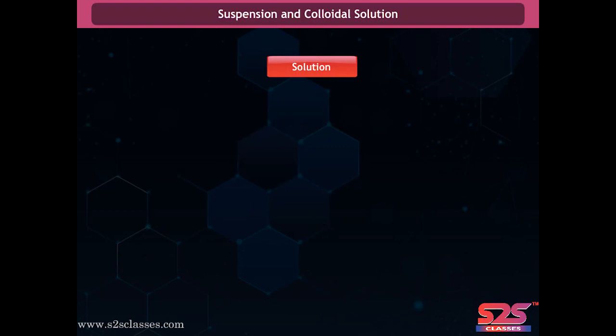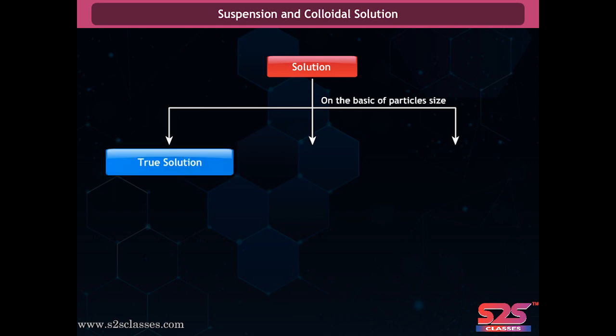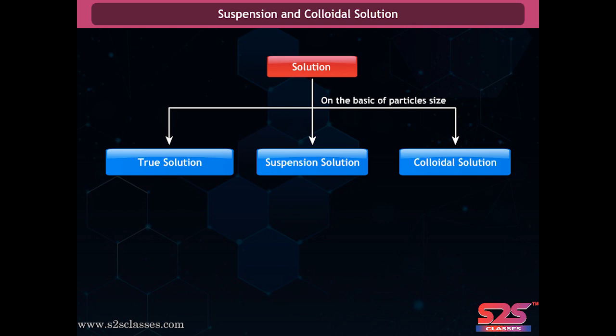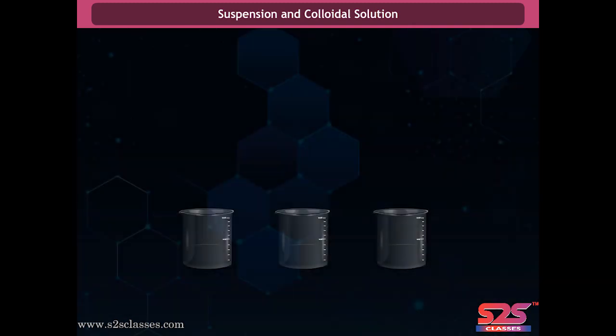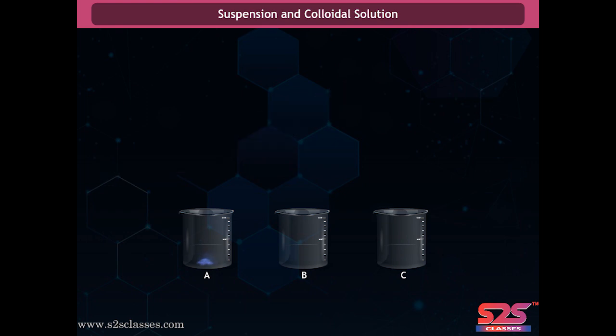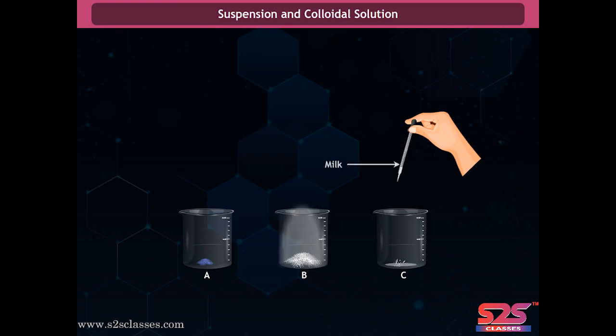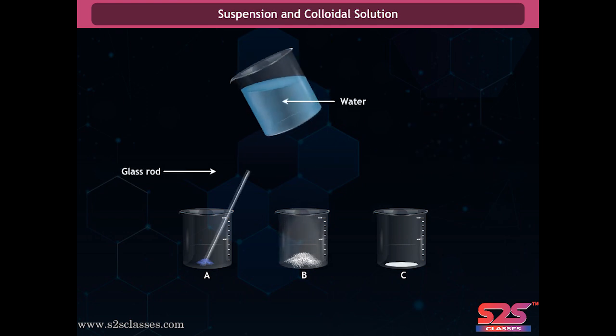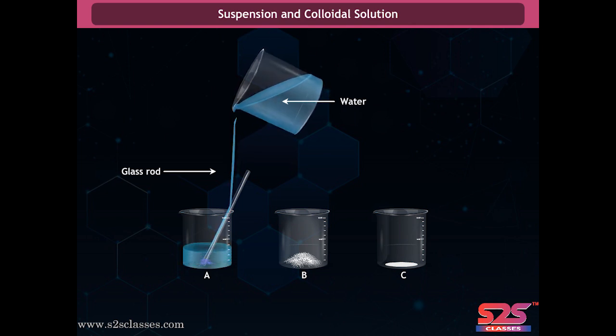Suspension and colloidal solution. A solution is classified on the basis of particle size such as true solution, suspension and colloidal solution. Let us explain with the help of an activity. Take 3 beakers and label them as A, B and C. Now add 1 spatula full of copper sulfate to beaker A, chalk powder to beaker B and a few drops of milk to beaker C. Now add some amount of water and stir properly using a glass rod.